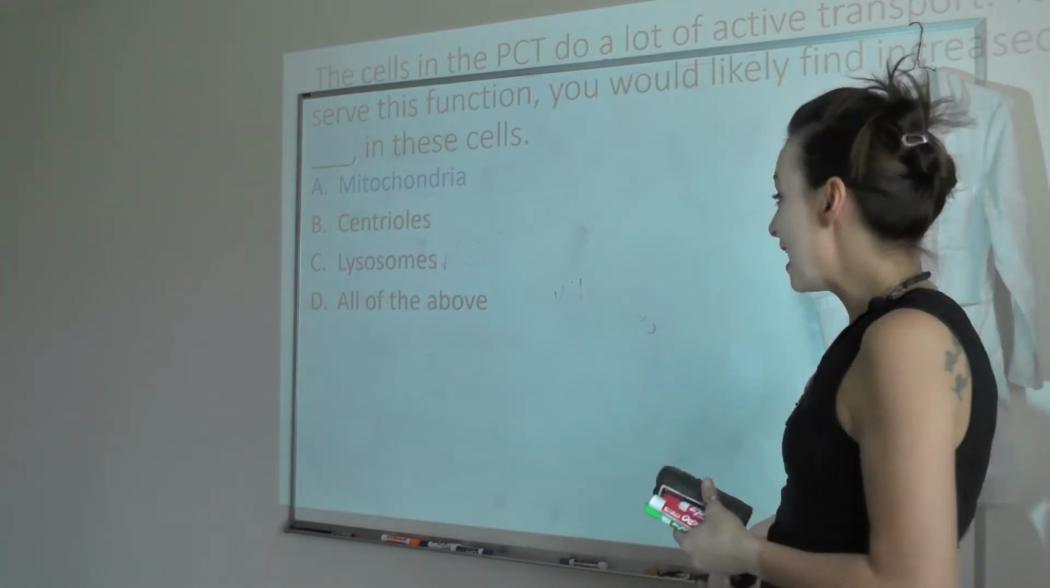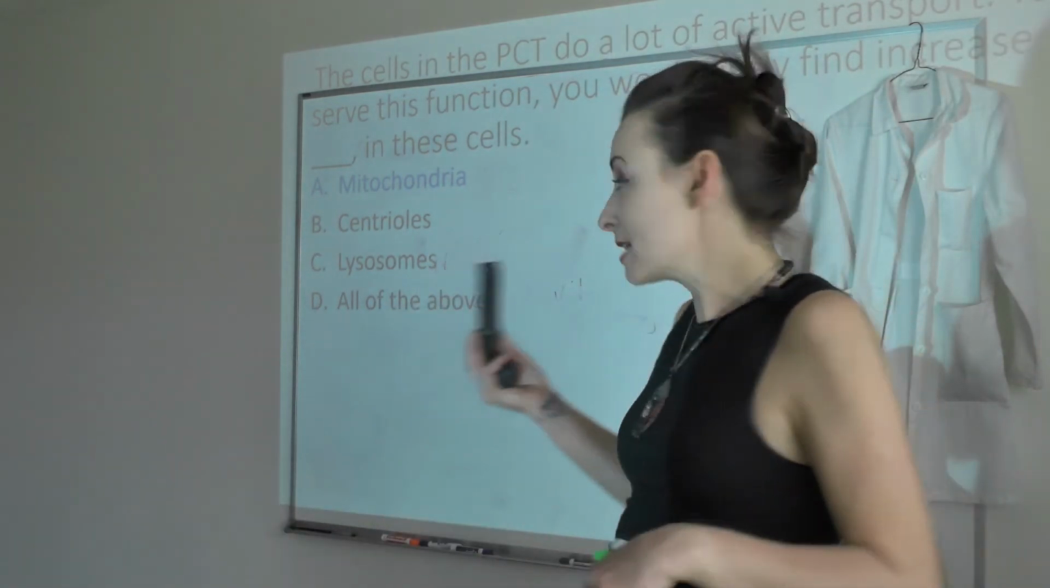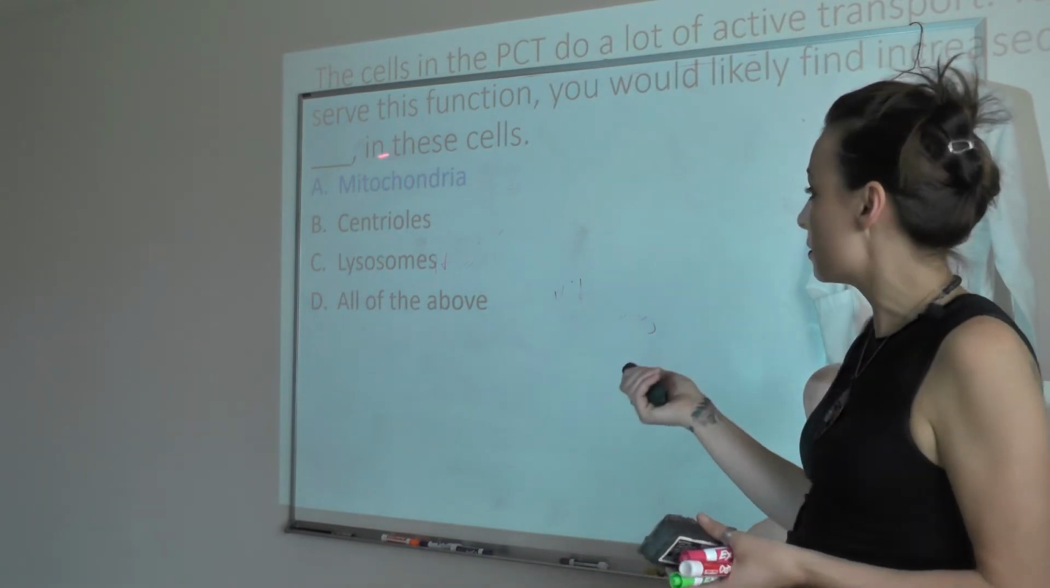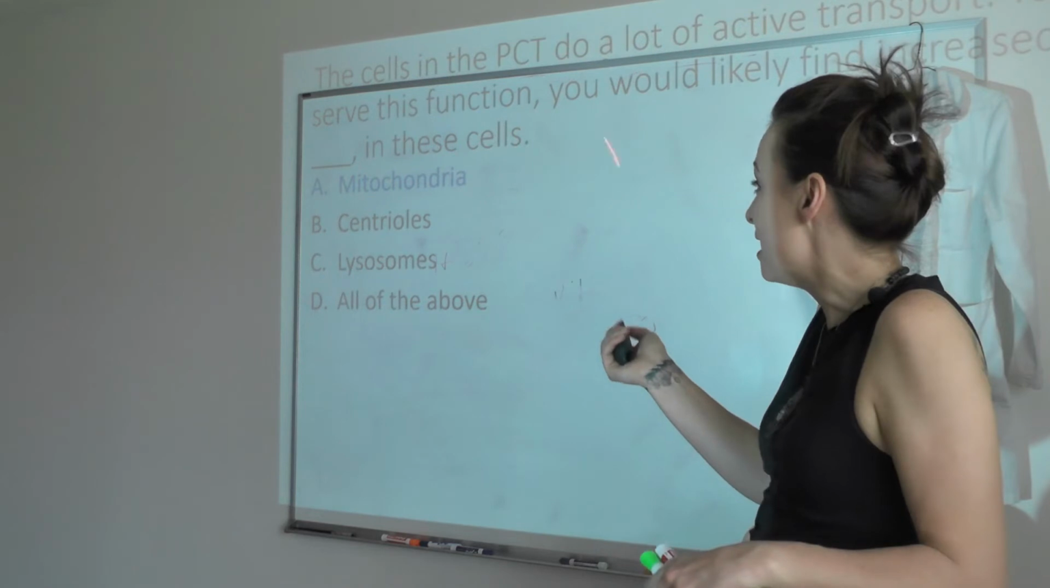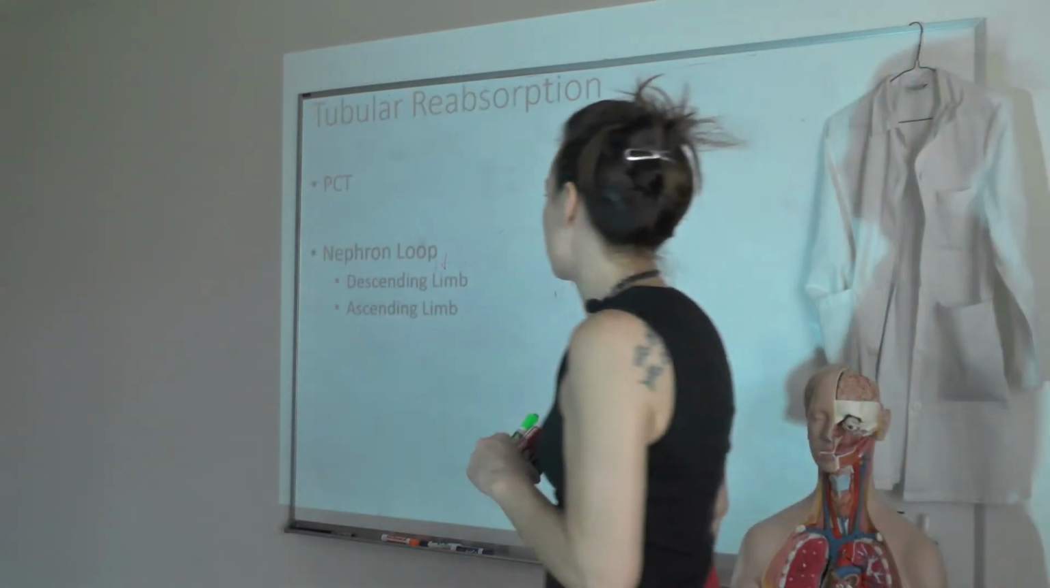All right, the answer is A, right? Because mitochondria make ATP. Active transport requires ATP. That's what makes it active transport. So these cells have more mitochondria because the specialization is that they need a lot of ATP. So they can get those active transporters going and pump things against their concentration gradient.